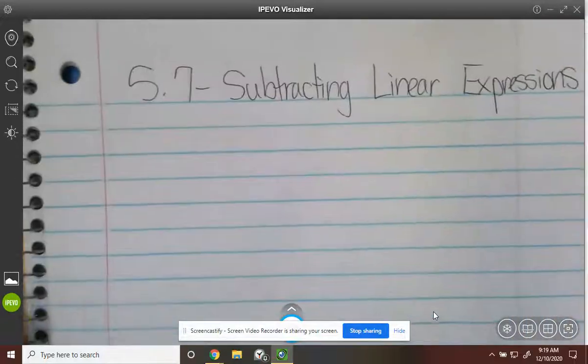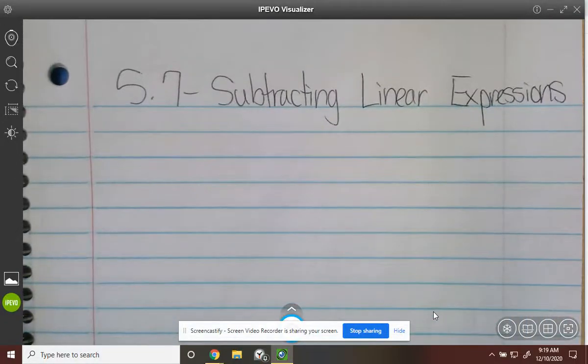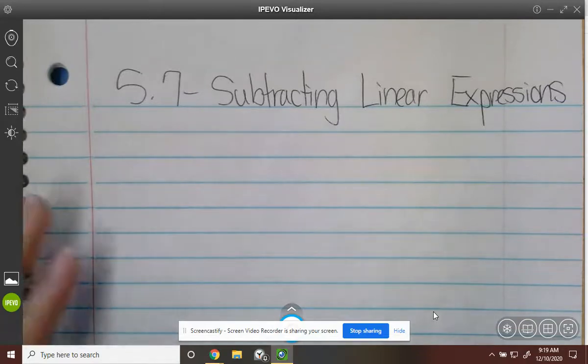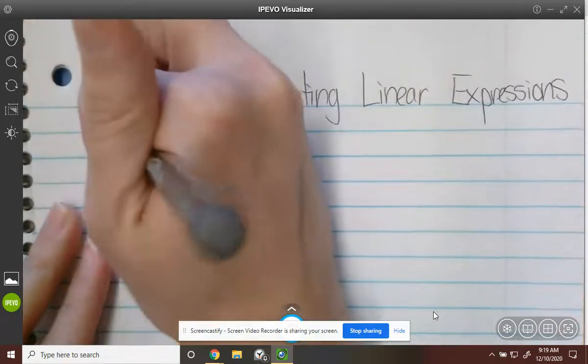All right, today we're doing 5.7, subtracting linear expressions. So this is a lot like yesterday with one little change. So we're just going to jump right in.